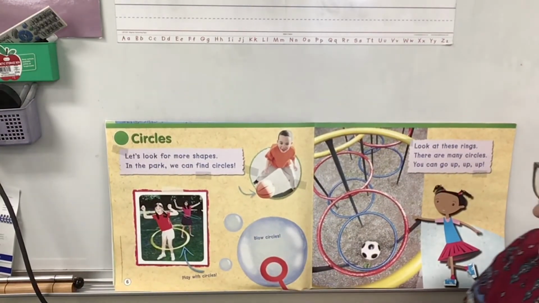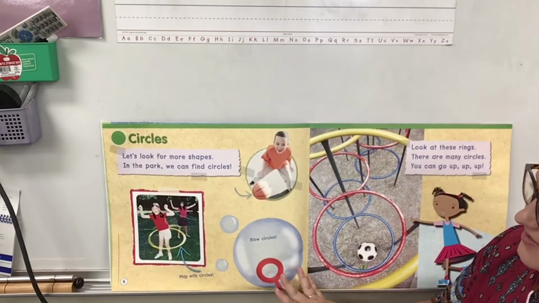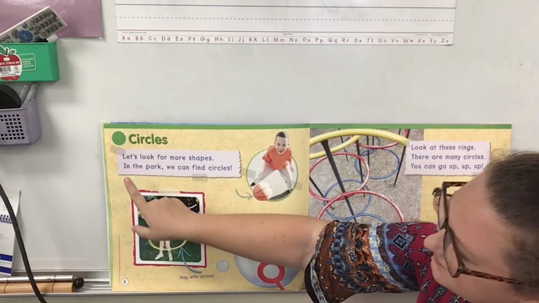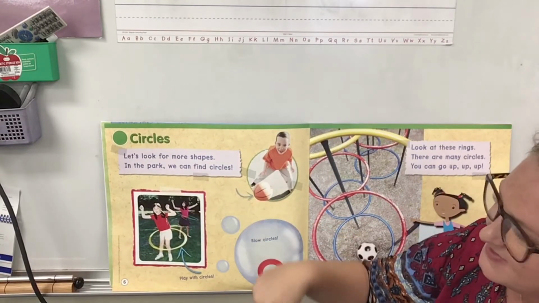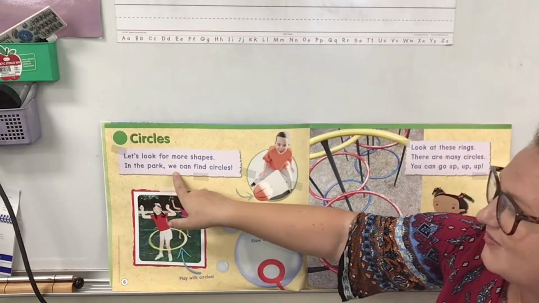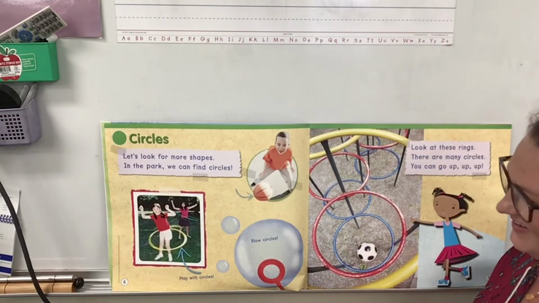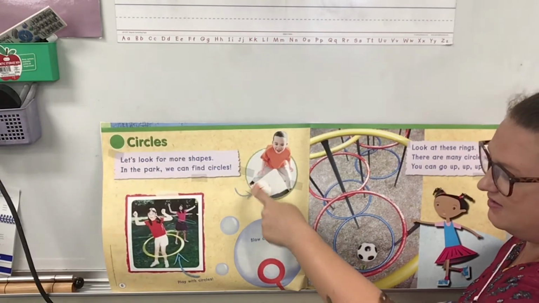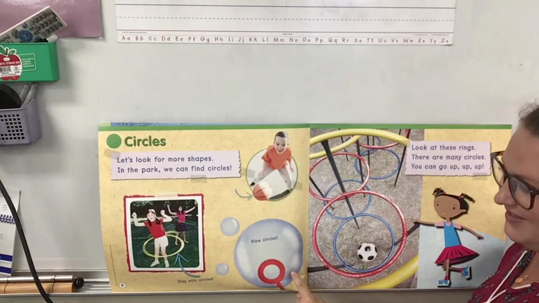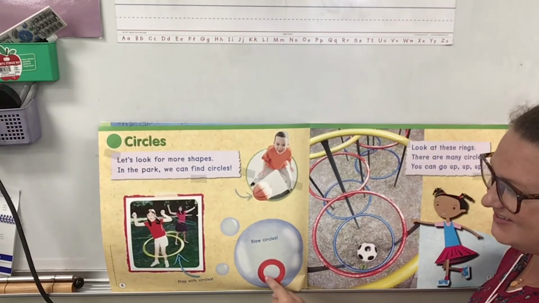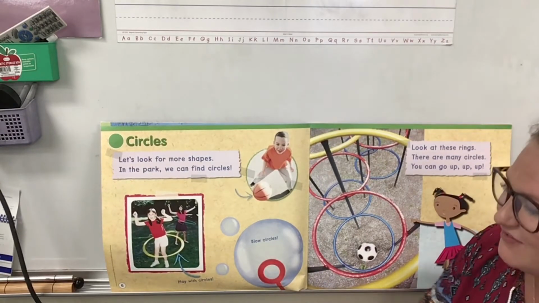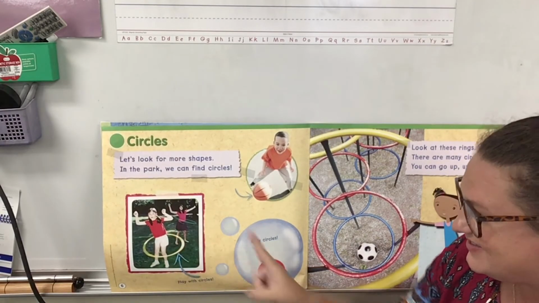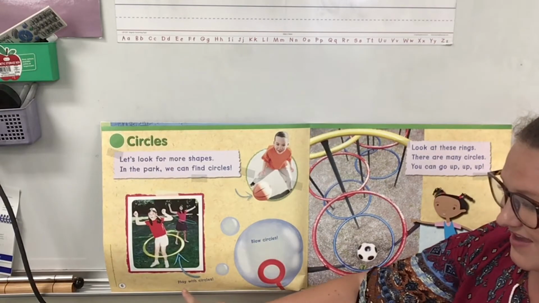All right, so this page is all about circles. Let's read these words up here. Let's look for more shapes. In the park, we can find circles. So they found a circle when they were playing with a basketball. They found a circle when they were blowing bubbles. They even found circles when they were playing with hula hoops. So you could blow circles. You can even play with circles.